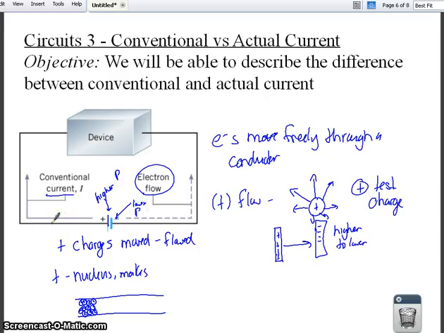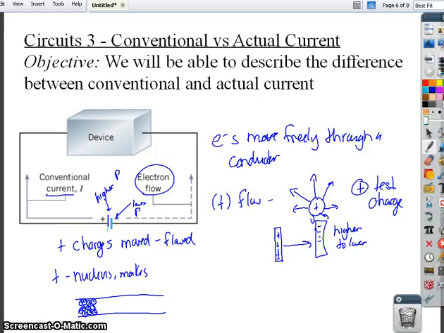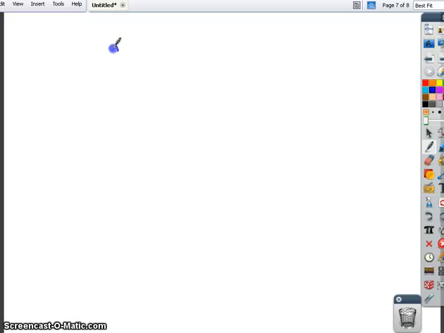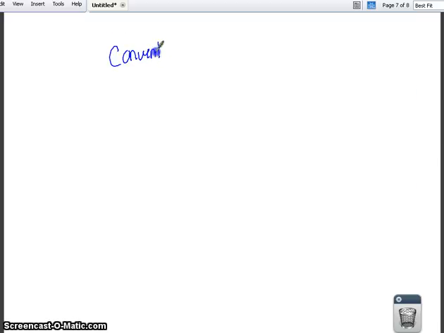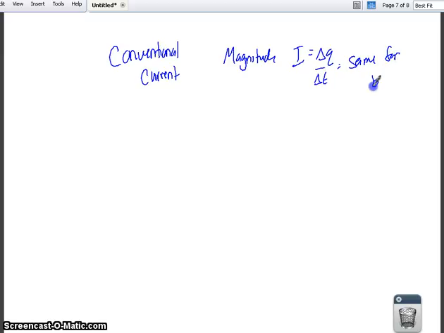But what we know now is that electrons flow. And so when we do problems, we are going to keep this idea of conventional current. Now, the magnitude of the current, I equals delta Q over delta T, is going to be the same for both conventional and actual current.